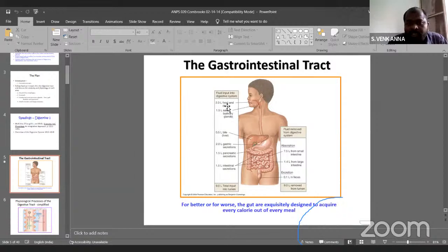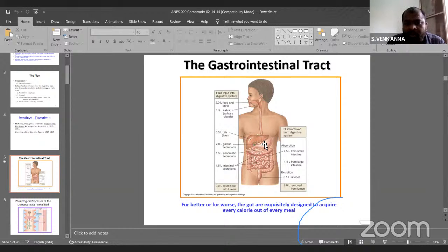The next one, the salivary glands. Next the food goes to the esophagus. This is the area of the esophagus. The glands, the salivary glands, secrete saliva. The saliva contains an enzyme named amylase. Amylase. The next one, bile, from the liver.